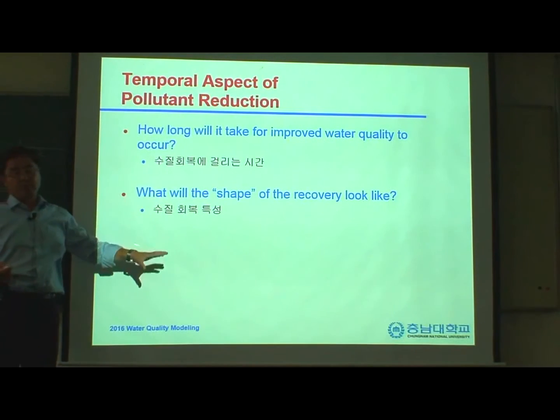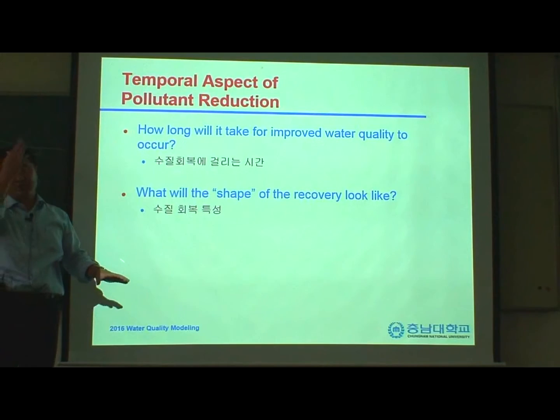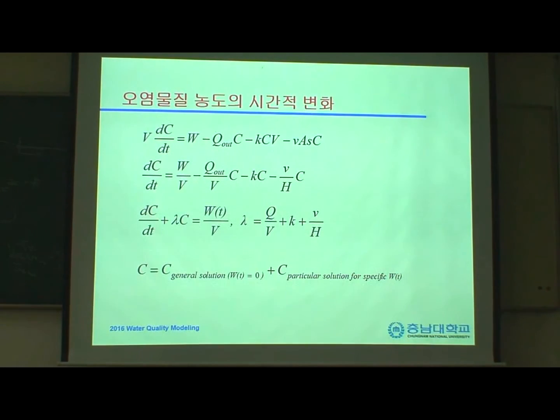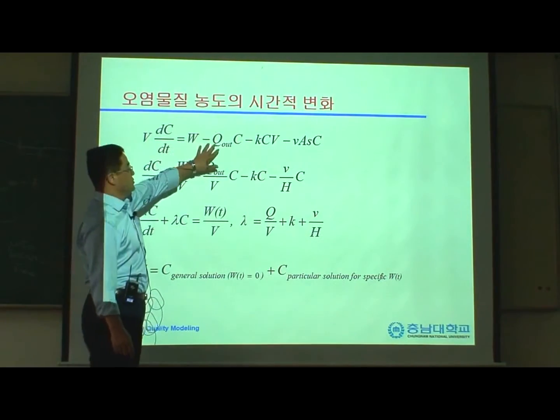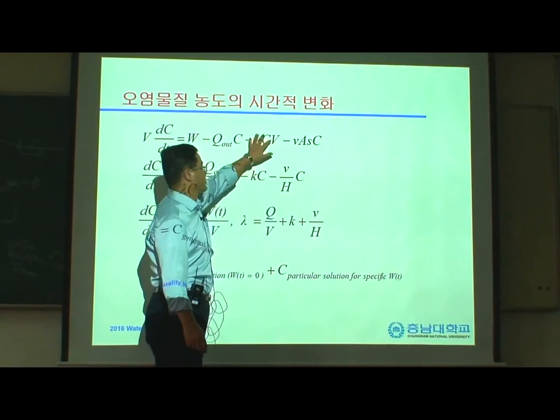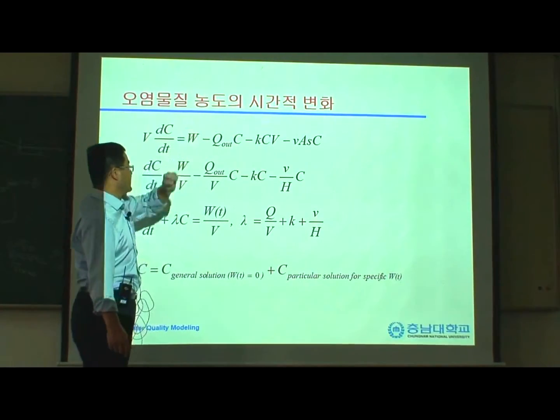And what is shape? Shape means this one can be linear or a curve. It's going to be faster or slower, like that. If you have the function, if you can solve the equation, then you will be able to tell. Okay? All right. Then in here, I have W, QC, KCV, and VAC: settling, reaction, output, loading.